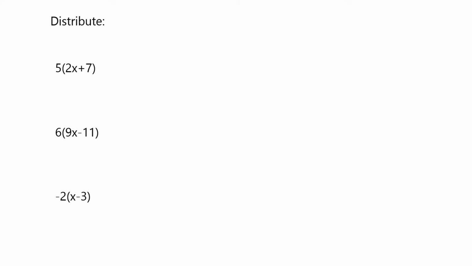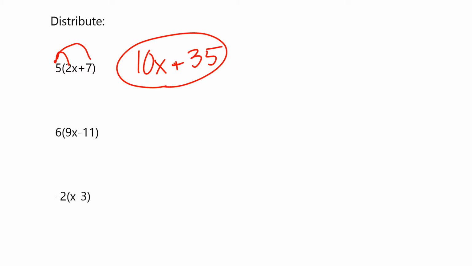Here are some examples of distribution used in algebra. We want to take some number and multiply it by an entire group. To do so, we need to multiply the 5 by every member in the group, 2x and 7. 5 times 2x is 10x, 5 times 7 is 35. We have distributed, as simple as that.